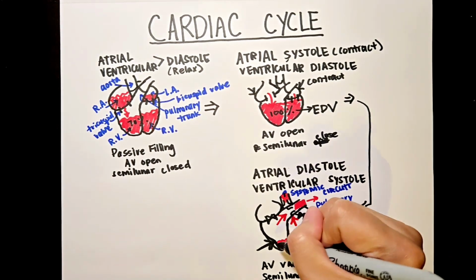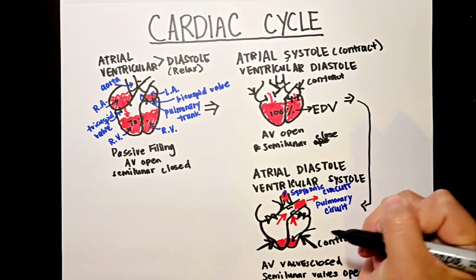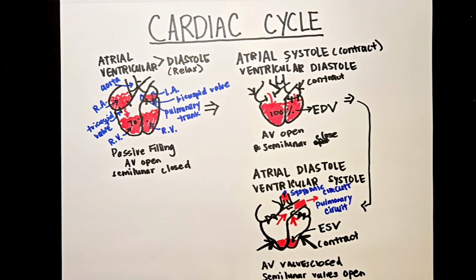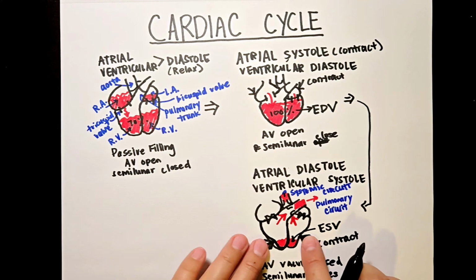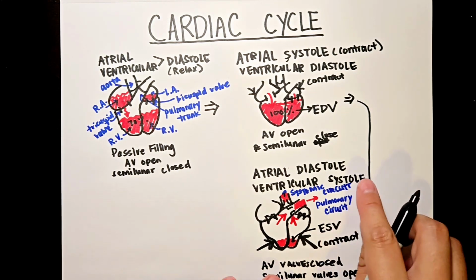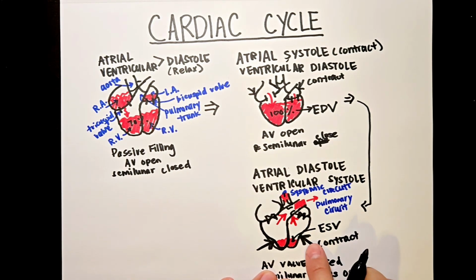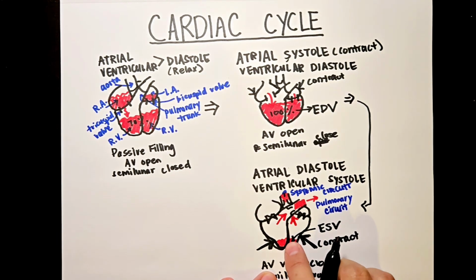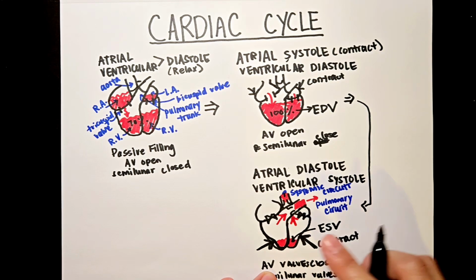Now for the blood that's left over right there, we call that ESV. ESV meaning end systolic volume. This is when the ventricles are done doing the systole phase, and that's the blood left over. That's why it's called end systolic volume. Blood left over in the ventricles.